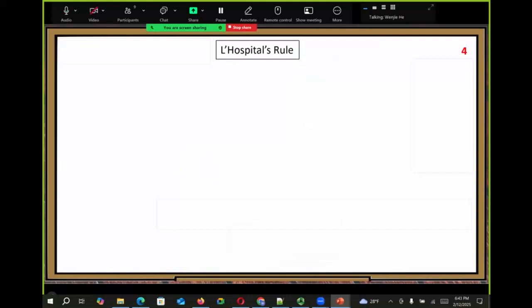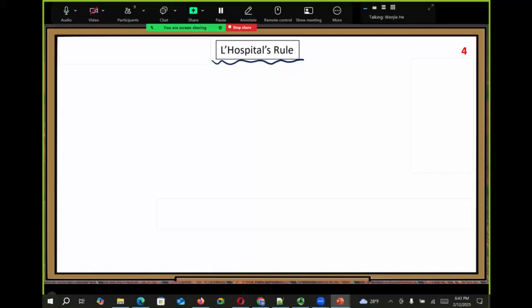To do it, we need to apply a special calculus method called L'Hopital's rule. Look at this, L'Hopital's rule. This topic is in calculus 2, not calculus 1. In calculus 1, you do not learn L'Hopital's rule. In calculus 2, you learn this L'Hopital's rule. Let me leave this topic for next time.